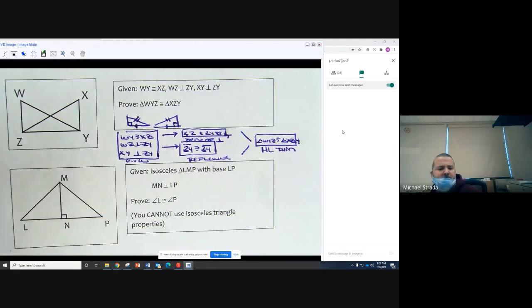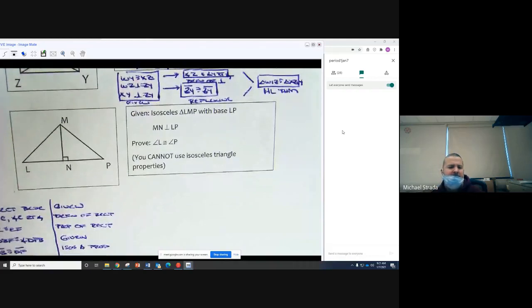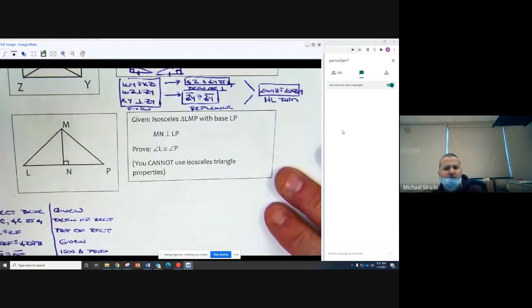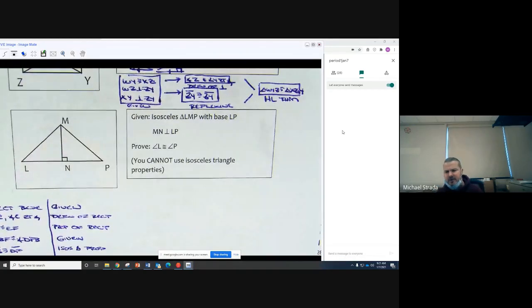So to pretty much put a nice little bow on today's lesson, work on the last one. Given an isosceles triangle LNP with base LP, and then perpendicular to LP, prove angle L is congruent to angle P.